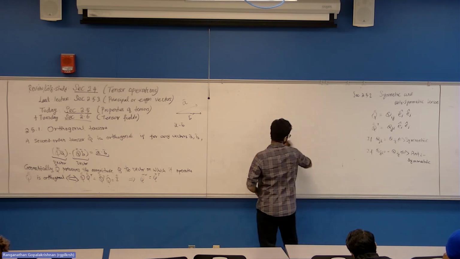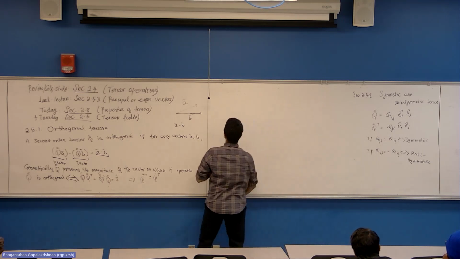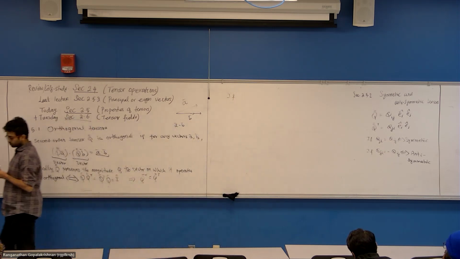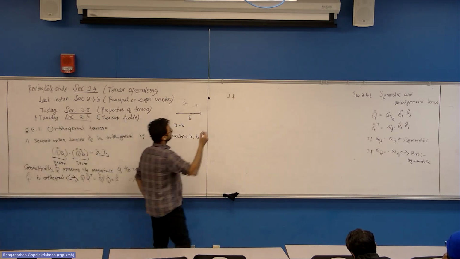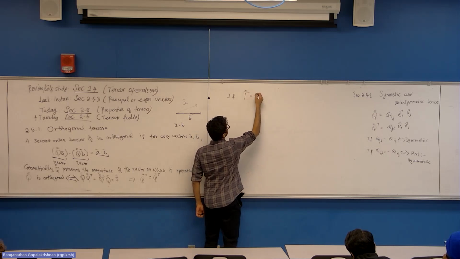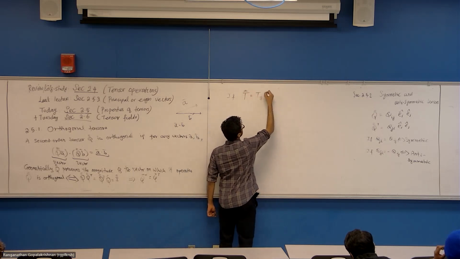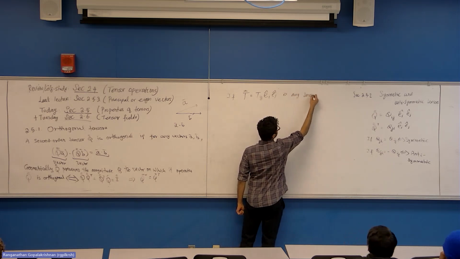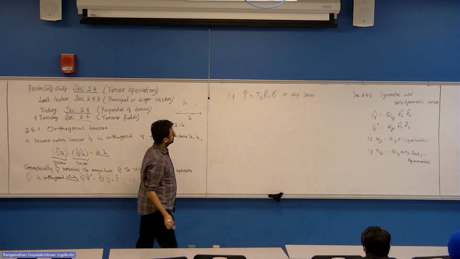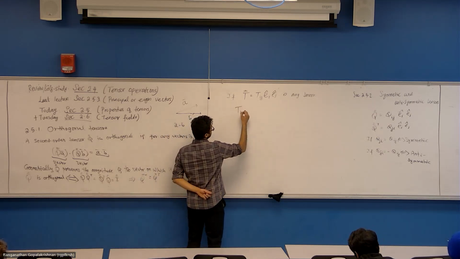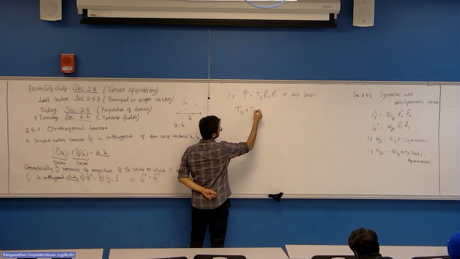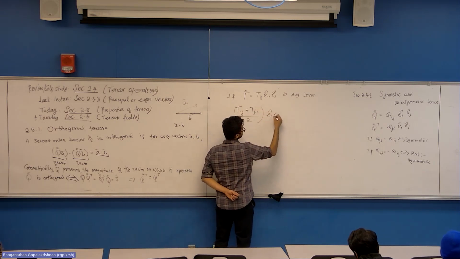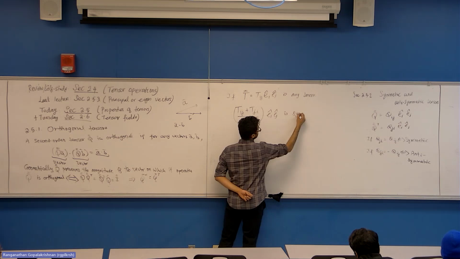Having these definitions, you could always do one thing. Let's say T equals Tij Ei Ej is any tensor. We're not saying it is symmetric or antisymmetric or anything. Then the tensor with components (Tij plus Tji)/2, Ei Ej is symmetric.